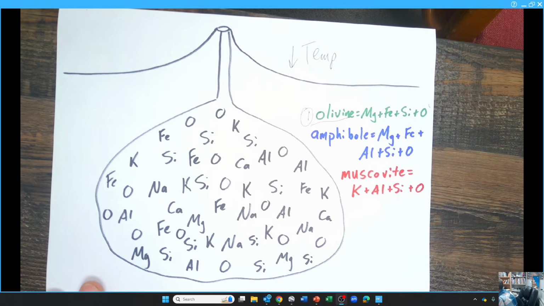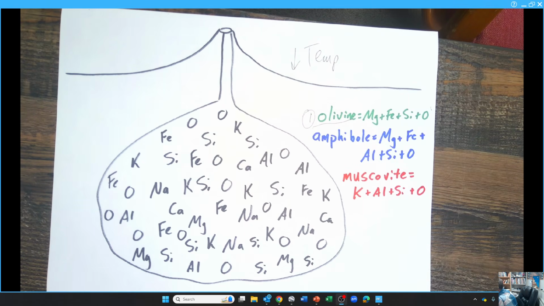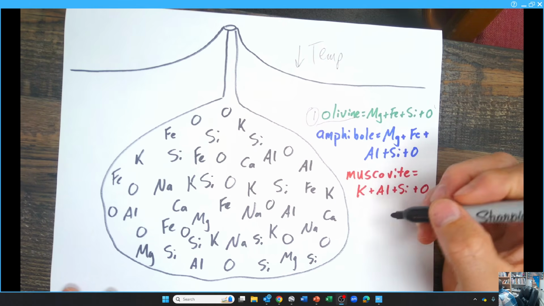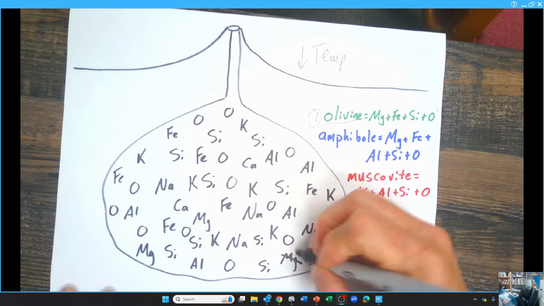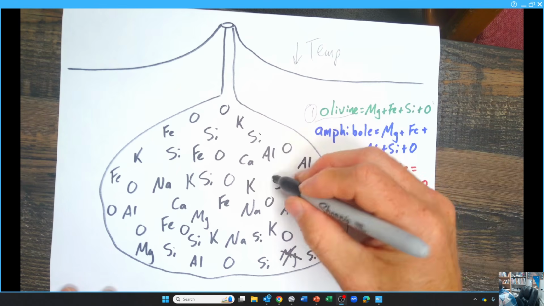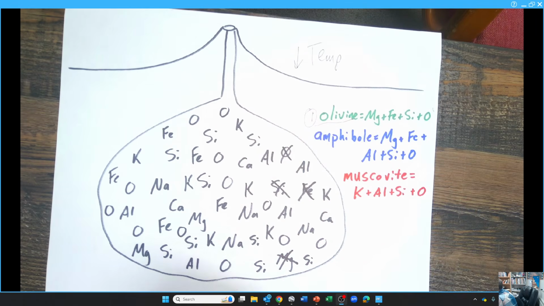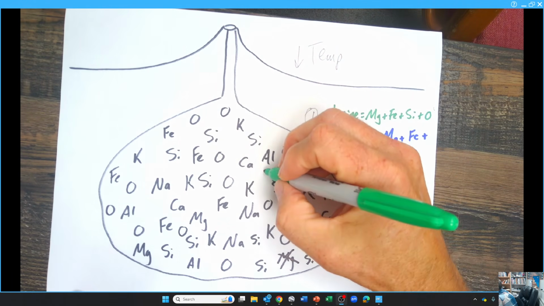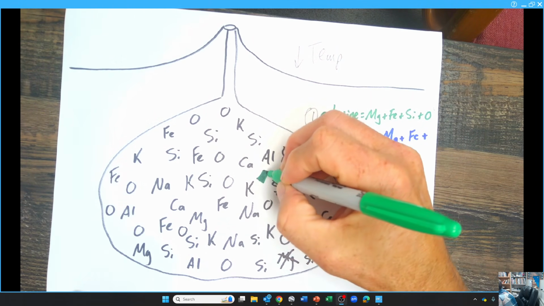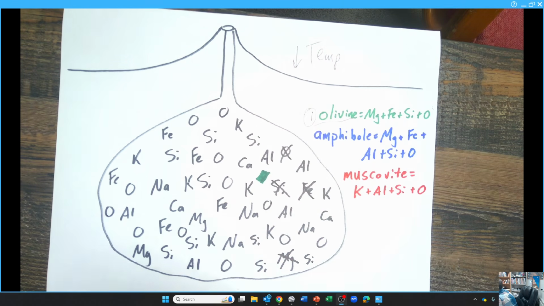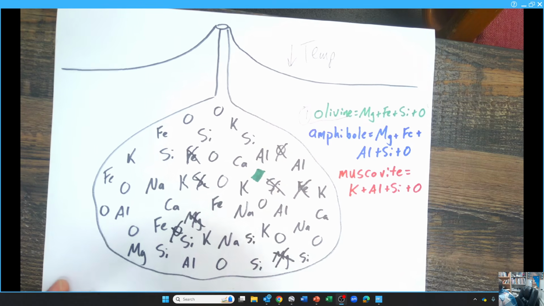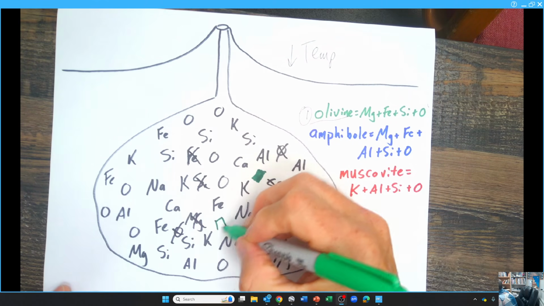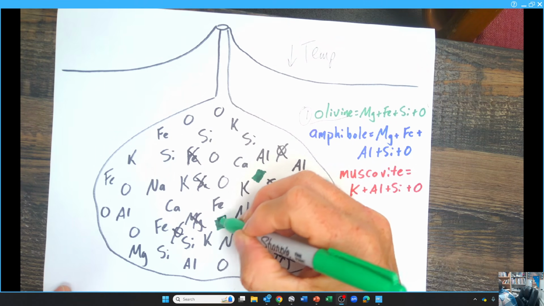So when I'm making olivine crystals, I'm going to need to take out of this magma soup, these unordered chaotic elements, some of the magnesium and some of the iron and the silicon and the oxygen. And every time I take those out, I make a crystal. In this case, a pretty green crystal of olivine. So I can keep doing that, take out some of the iron, the magnesium, the silicon, and the oxygen, and make myself some nice pretty olivine crystals.